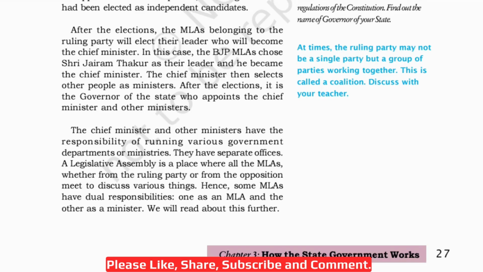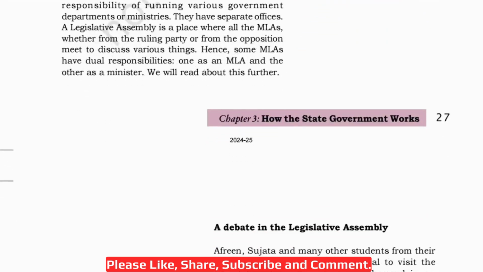They have separate offices. A legislative assembly is a place where all the MLAs, whether from the ruling party or from the opposition, meet to discuss various things. Hence, some MLAs have dual responsibilities, one as an MLA and the other as a minister. We will read about this further.